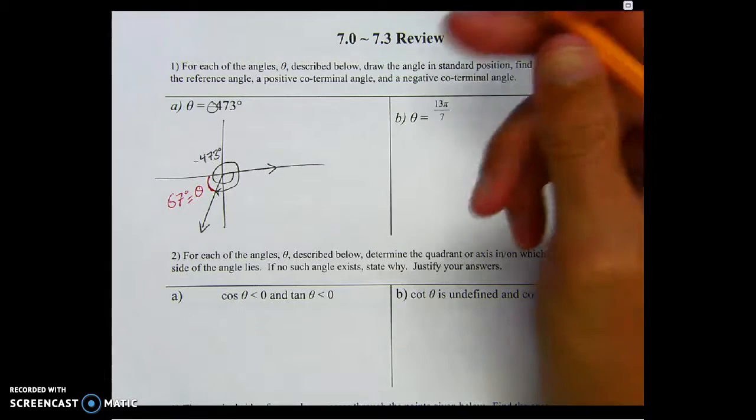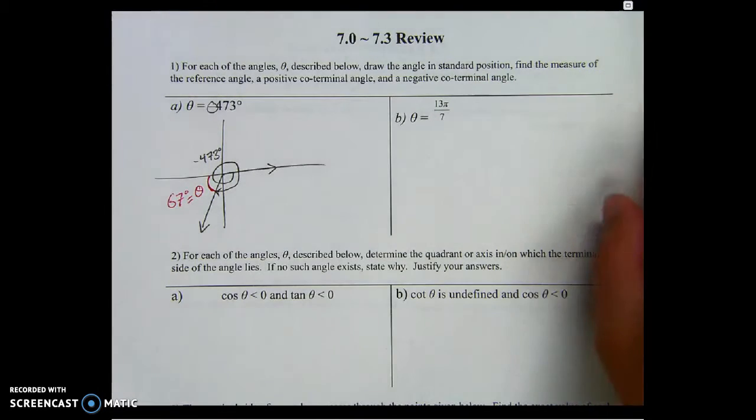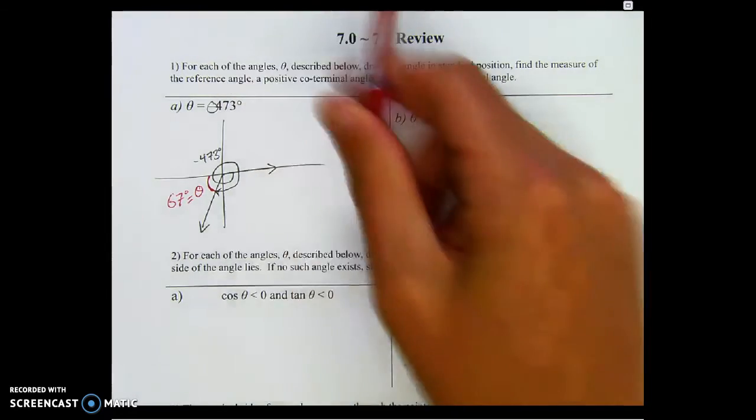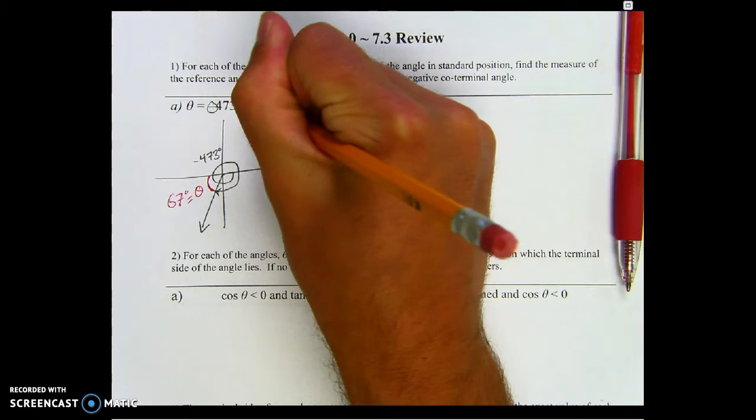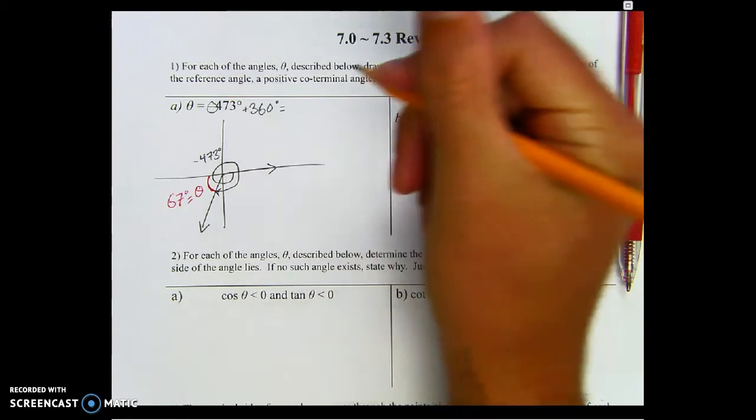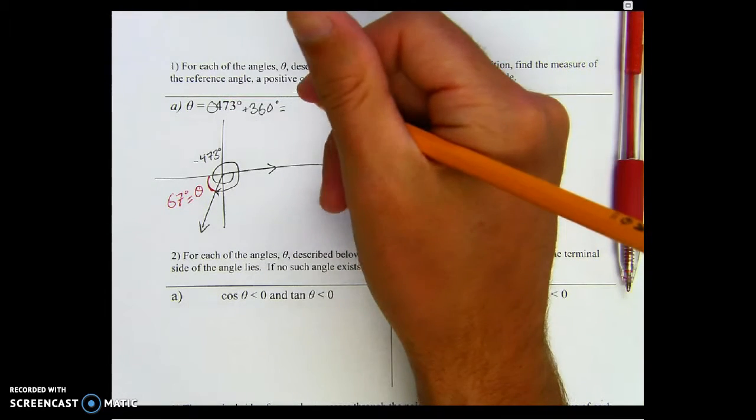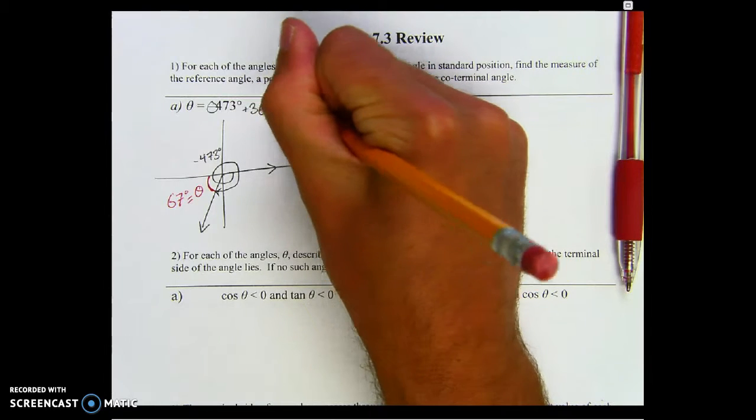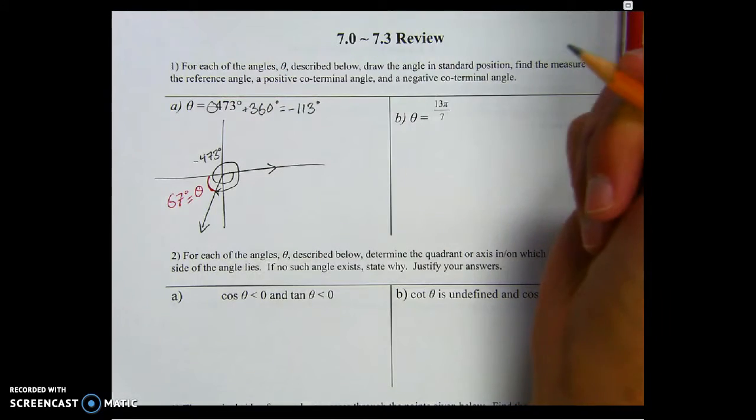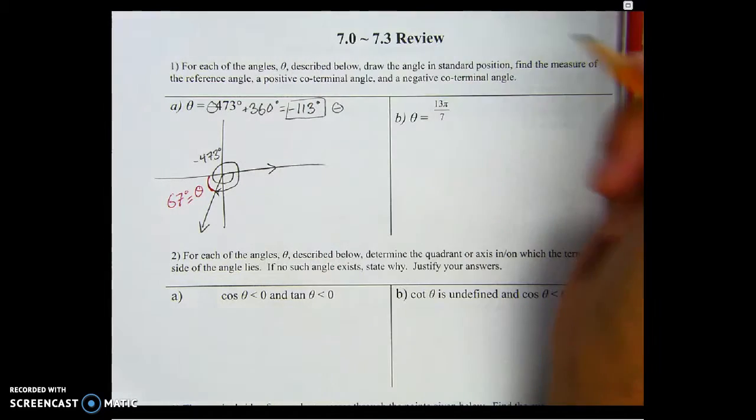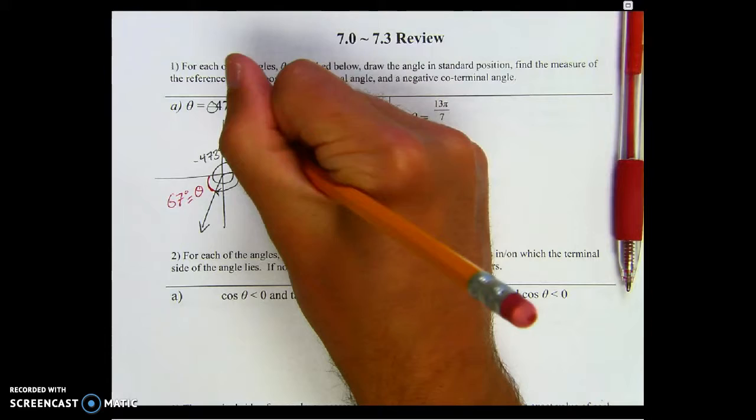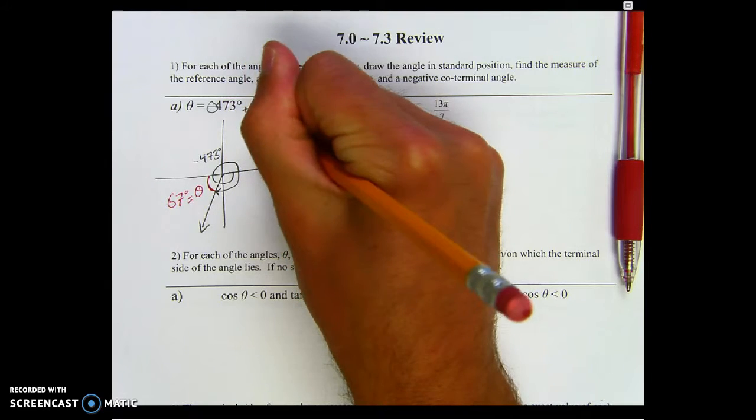Okay, and then it says find a positive and negative coterminal angle. Well, all we need to do is add 360 to negative 473. So if we add 360 degrees one time, we're still going to get a negative angle. That turns out to be negative 113 degrees, which is a negative coterminal angle, right? Still negative. So now we need to add 360 again to get a positive coterminal angle.